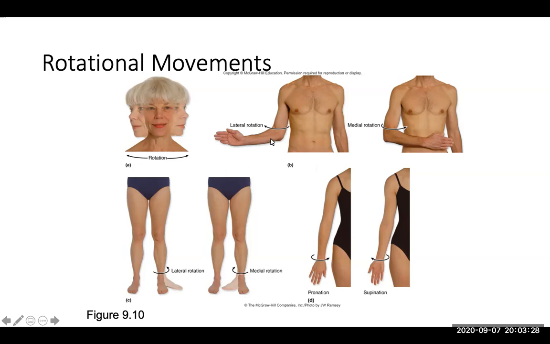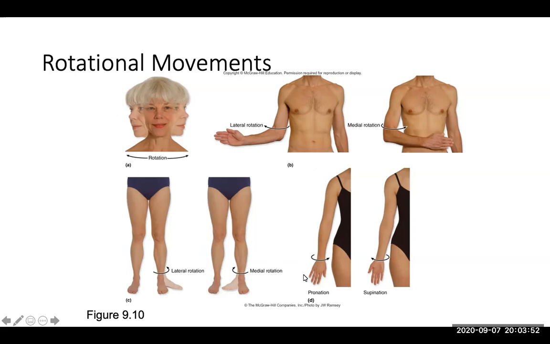Laterally rotating the arm would be bringing it out laterally, and medially rotating the arm would be bringing it back across the body. Laterally and medially rotating the leg can also happen if you laterally rotate the leg out and then medially rotate the leg back in. So laterally rotating the ankle would be out to the lateral side, and medial rotation would be toward the midline.